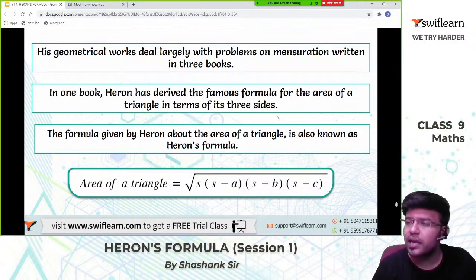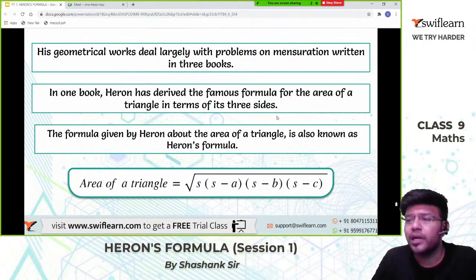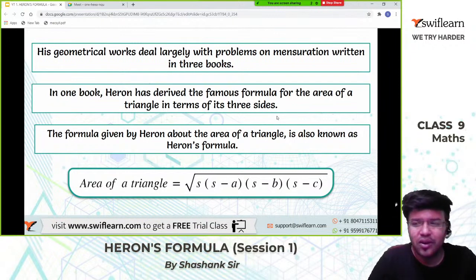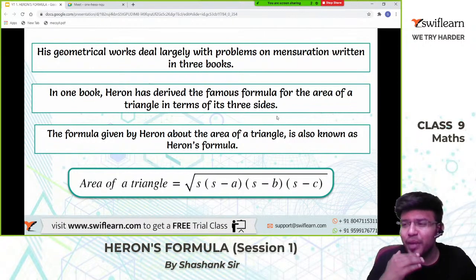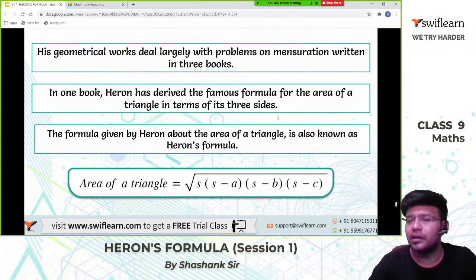Sir, what are s, a, b, c? a, b, c are the lengths of the three sides. And what is this s? S is called the semi perimeter. It is equal to a plus b plus c by 2. If you add a, b, c, all the three sides, you get the perimeter of the triangle. And you divide the perimeter by 2, you get half perimeter or semi perimeter.